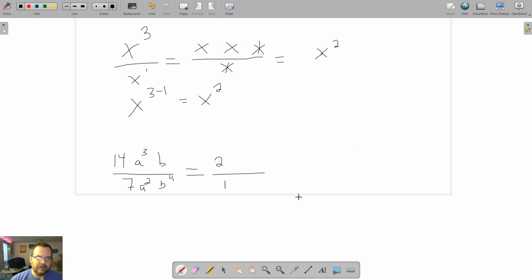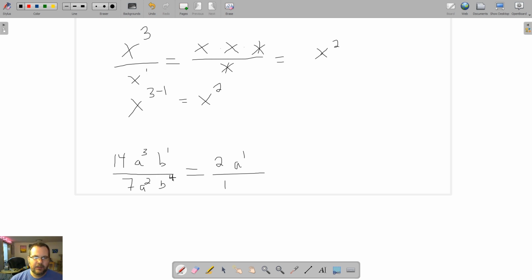And what I said above about keeping track of where the exponent is, 3 minus 2 is 1. But we're going to make sure that that a to the first goes on whichever side of the fraction had the most a's to begin with. So in this case, we had more a's on top than on bottom, so it's going to be a to the first on top. Now with plain b, if there's no exponent, there's an exponent of 1.